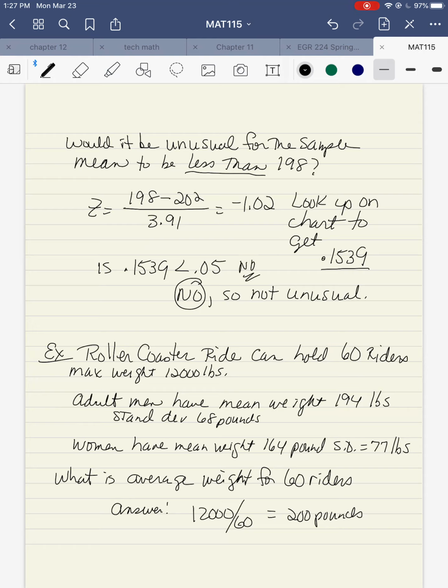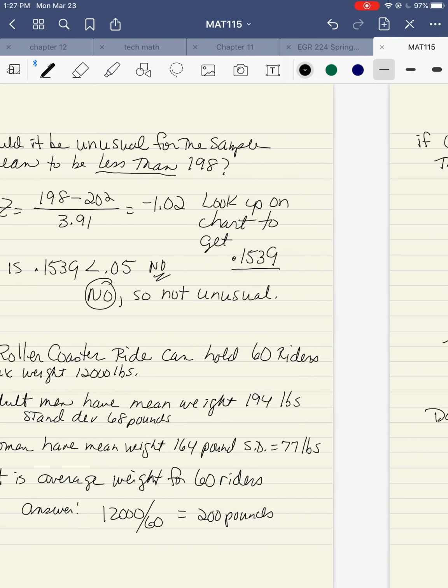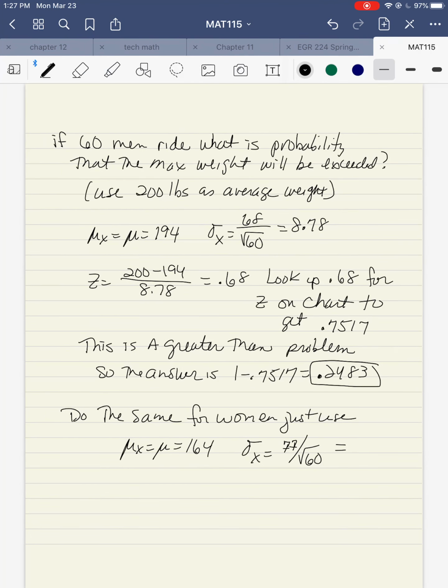The next example, a roller coaster ride can hold 60 riders. The maximum weight is 12,000 pounds. Adult men have a mean weight of 194 pounds and a standard deviation of 68 pounds. Adult women have a mean weight of 164 pounds with a standard deviation of 77 pounds. What is the average weight for 60 riders? This is just a question about taking an average of how much weight can go on the roller coaster divided by how many people. So you take 12,000 pounds divided by 60, so the average weight is going to be 200 pounds.